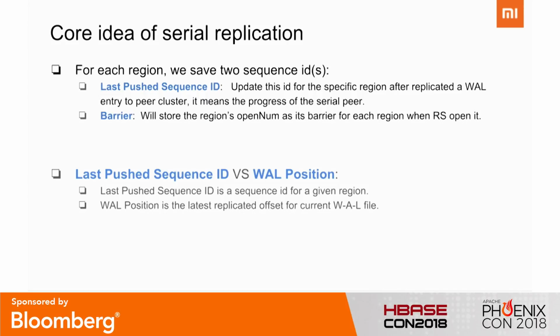Notice that the last pushed sequence ID and the WAL position are two completely different concepts. The last pushed sequence ID is a concept at the region level, but the WAL position is the latest replicated offset for the current WAL file.